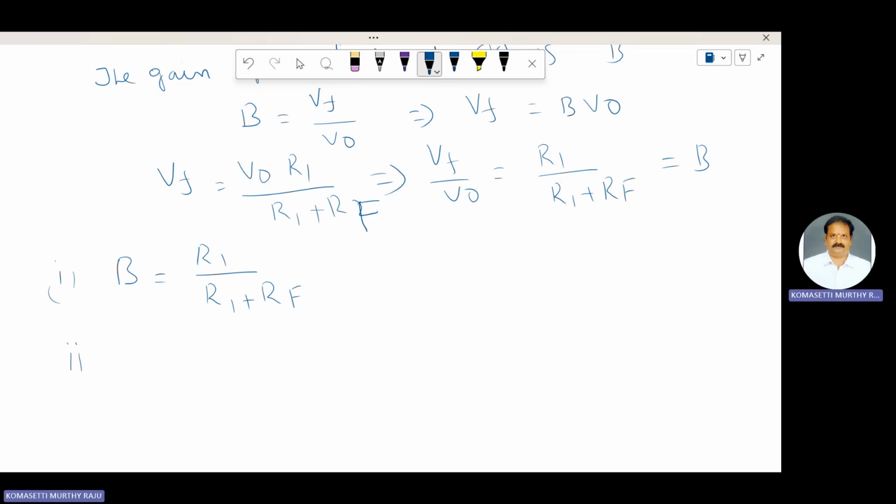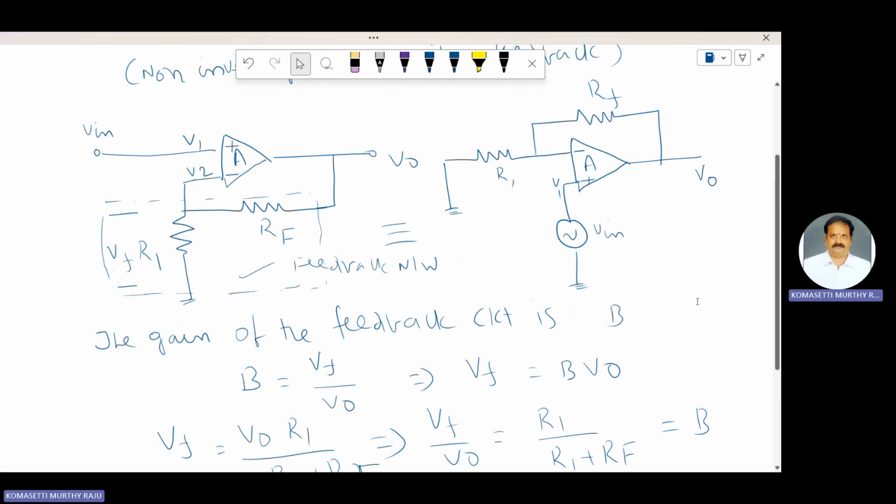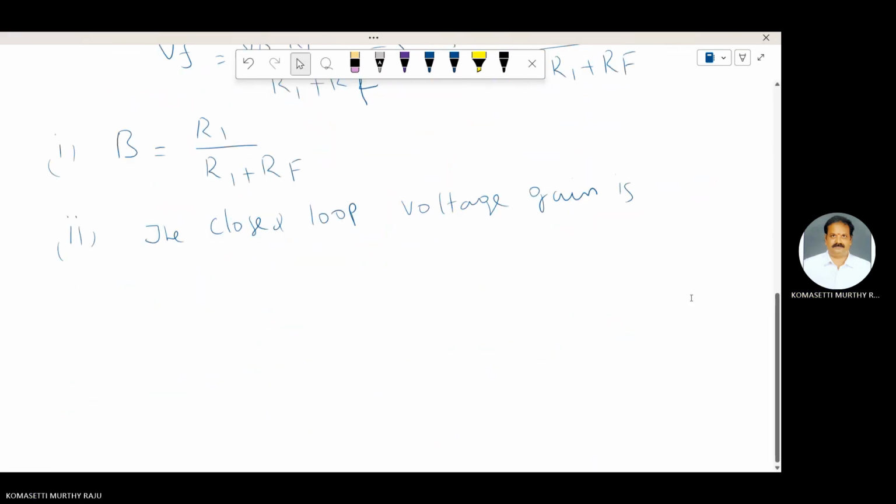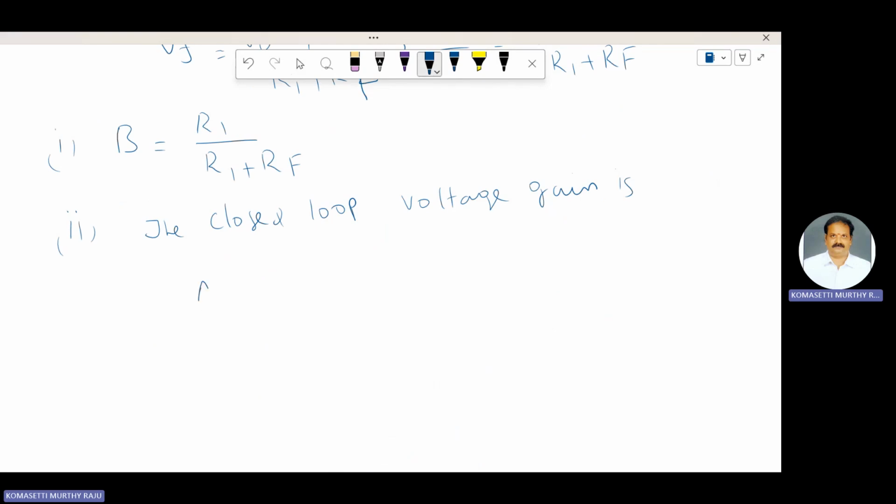Next, the second one is the closed loop voltage gain. Closed loop voltage gain is output voltage by input voltage. Output voltage here is V0, input voltage is Vin. Therefore, the closed loop voltage gain is V0 by Vin.